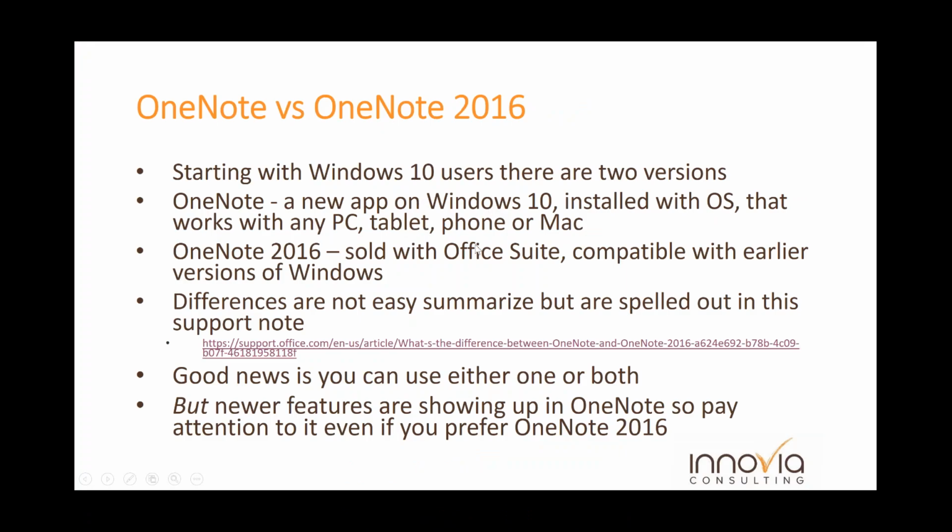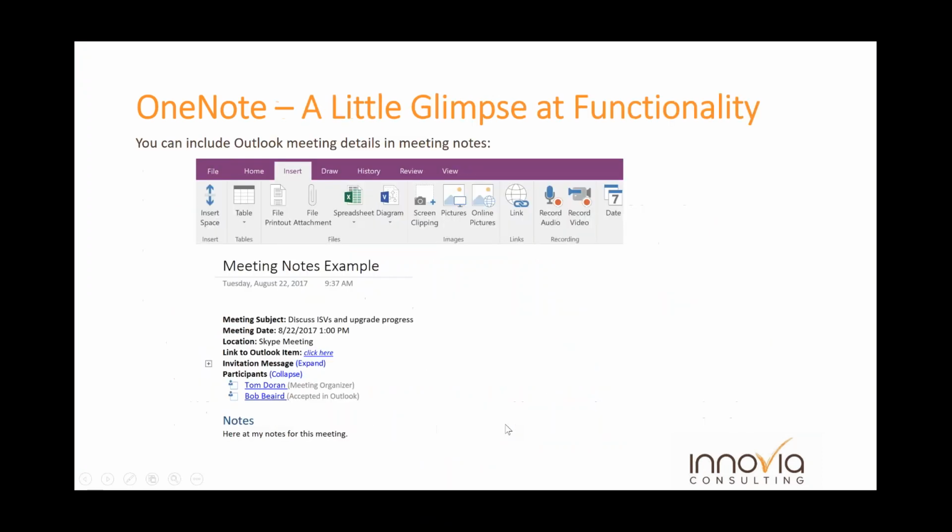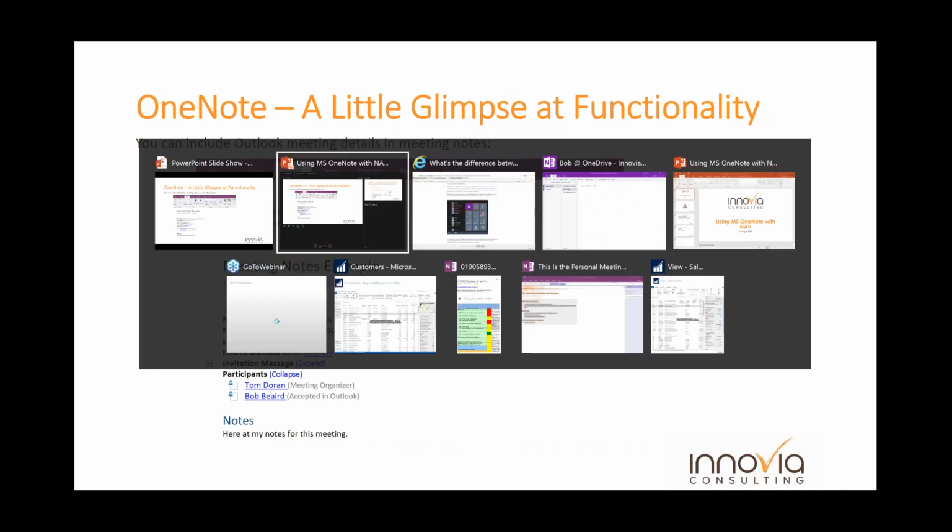So going back to the presentation, let's go to the next page. So let's take a little glimpse at functionality. With OneNote, again, obviously you can take notes, but here you see you can include Outlook meeting details in the notes. So if you're having a meeting, I'll try and do a little demo here. So let me see, is this the version I want?